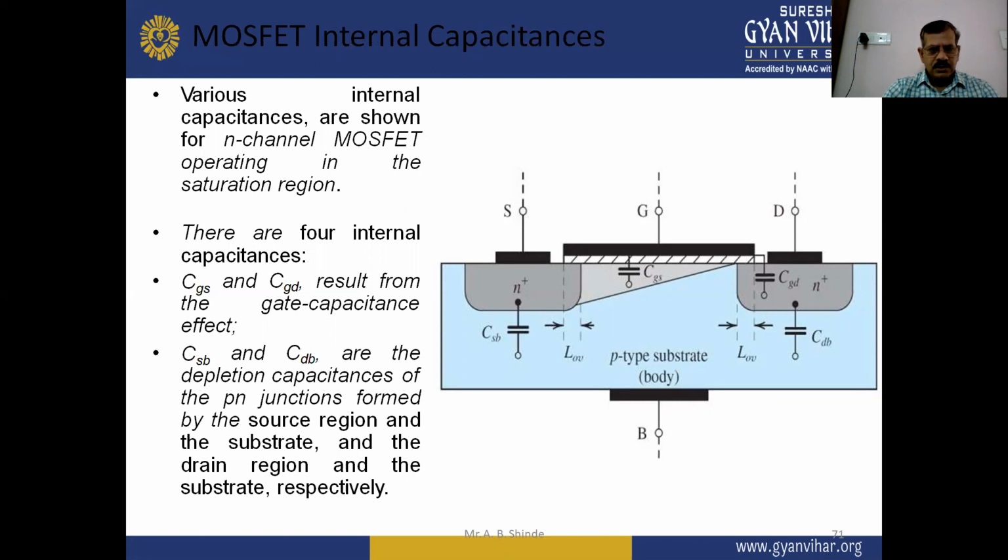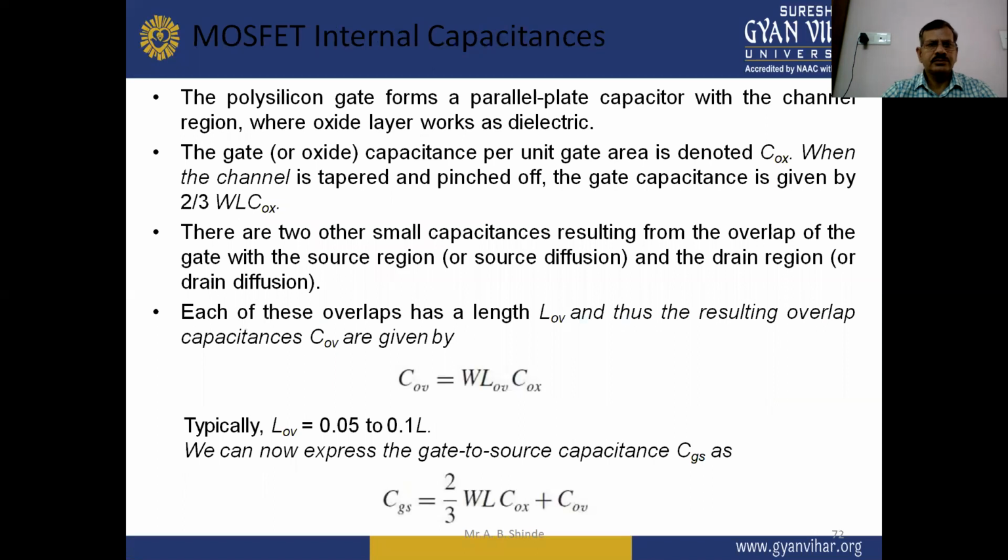CSB, the capacitance across the source to body, and capacitance CDB, across the drain to body, are the depletion capacitances of the PN junctions formed by the source region and the substrate, and the drain region and the substrate, respectively. The polysilicon gate forms a parallel plate capacitor with the channel region, where the oxide layer works as a dielectric, as shown in this figure. The gate oxide capacitance per unit gate area is denoted Cox. When the channel is tapered and pinched off, the gate capacitance is given by 2/3 W L Cox.